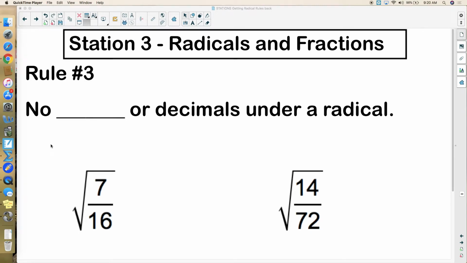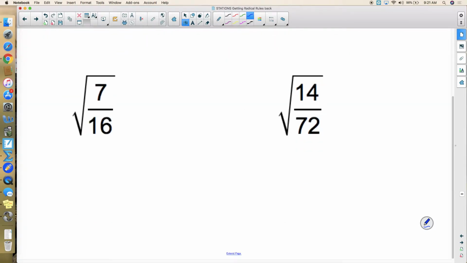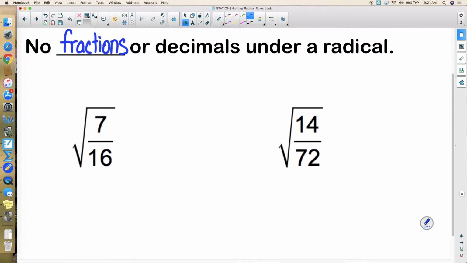The third rule, or station number 3, if you're not here as your third station, is that there can be no fractions or decimals under a radical. So as we look at the two examples, both have fractions under the radical, so neither one of them can be left in that form. So square root of 7 sixteenths. So we have two choices to make when we work with fractions.